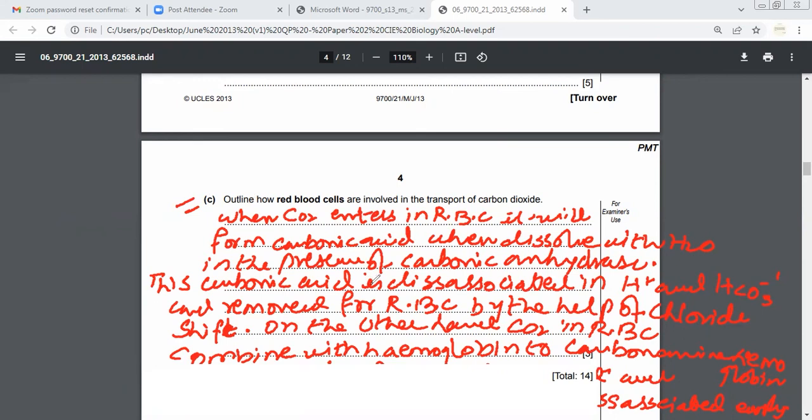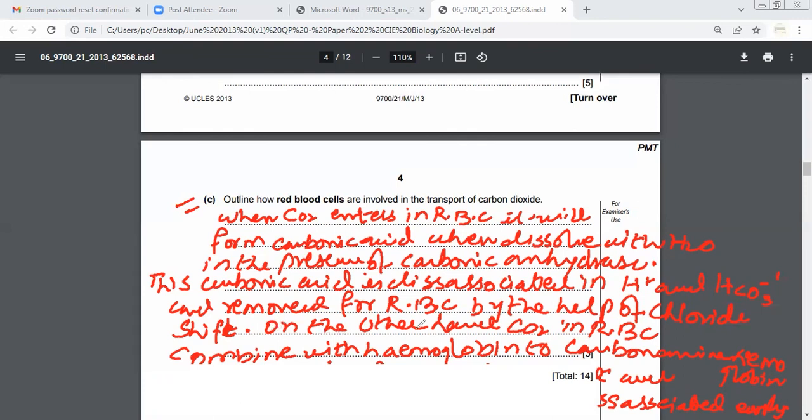This carbonic acid is dissociated into hydrogen ions as well as bicarbonate ions and removed from the RBCs by the help of chloride shift. ठीक है, chloride shift होता है जिसके अंदर सोडियम बाइकार्बोनेट और पोटेशियम बाइकार्बोनेट फॉर्म होता है. क्लोरीन जो कंसंट्रेशन अंदर ज्यादा हो जाती है और इस तरीके से कार्बन डाइऑक्साइड जो होती है वो रिमूव होती है अल्टीमेटली both in the form of salts as well as in the form of a dissolved form of a gas.